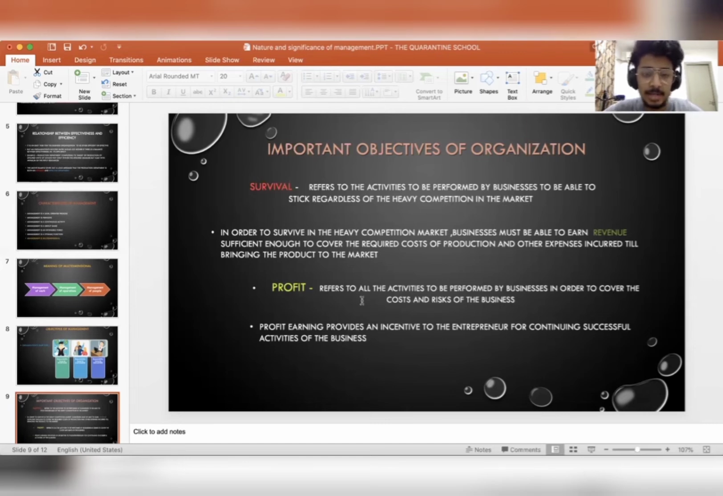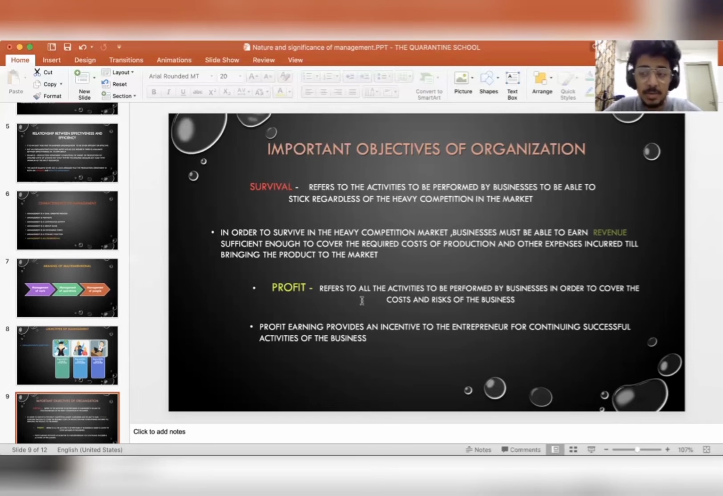In this slide, we are talking about survival and profit. Survival refers to accomplishment of all the activities which have to be done in order for the business to stick in the heavy competition market. Every activity which a business has to perform in order to compete with all its competitors in the market is called survival.